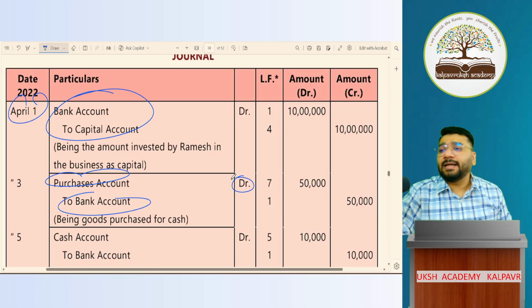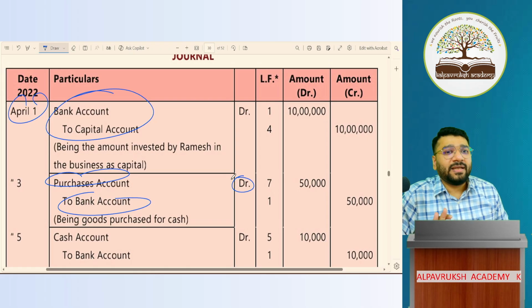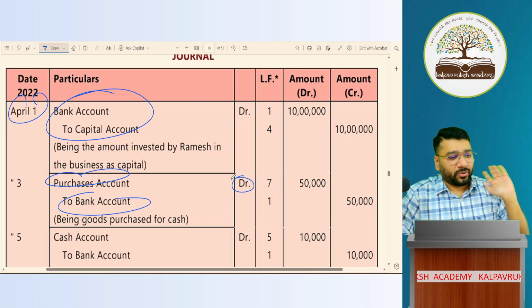DR stands for debtor. What did you say? DR stands for debit, no? Is still anybody stuck with that old concept? DR stands for debtor. You all overcome from that? Okay, super.